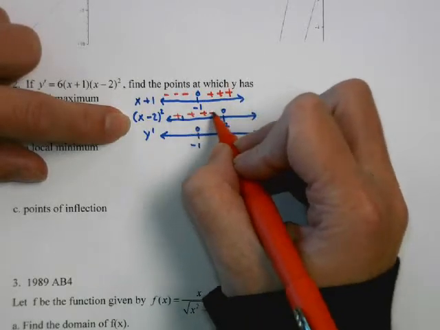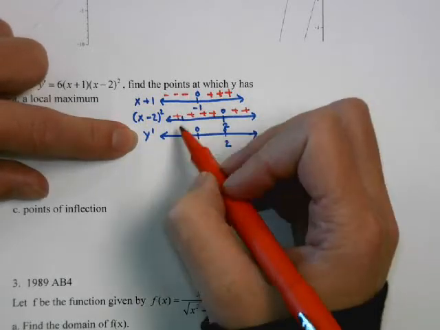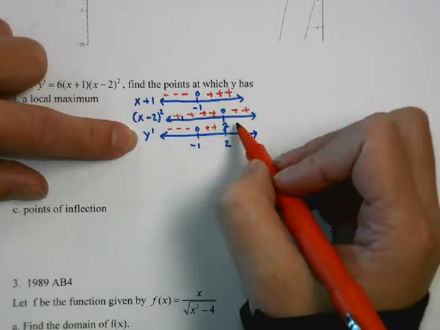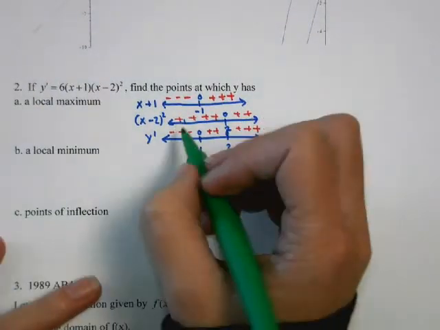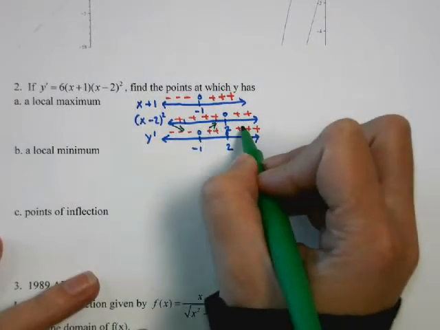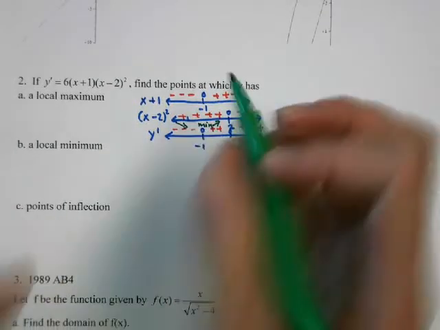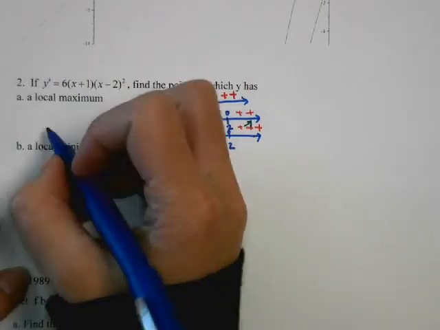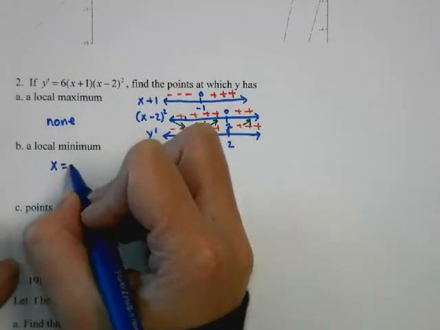So this is going to be positive all the way across, which means this one's going to be negative, 0, positive, and positive. So this one is decreasing, increasing, increasing. So we have a minimum here, and that's it. So there is no maximum. There is a minimum when x equals negative 1.